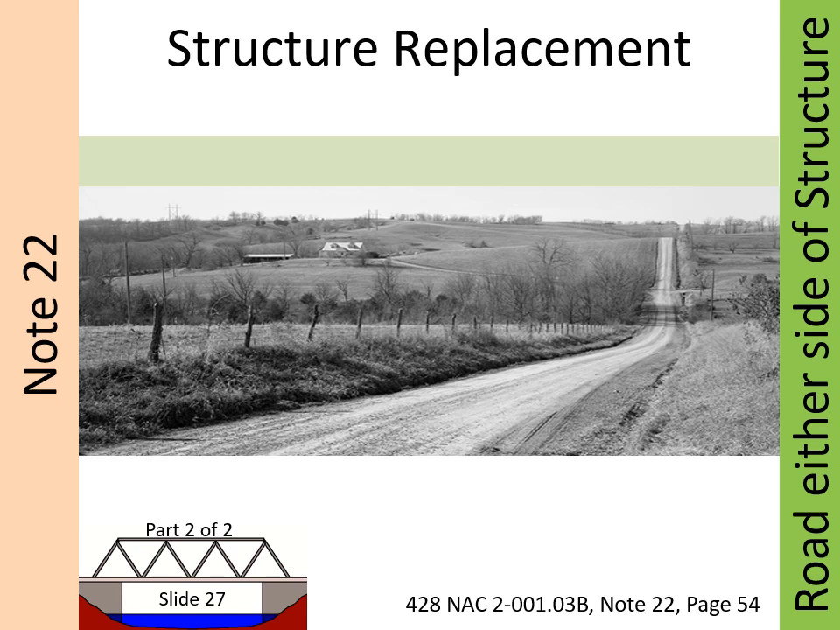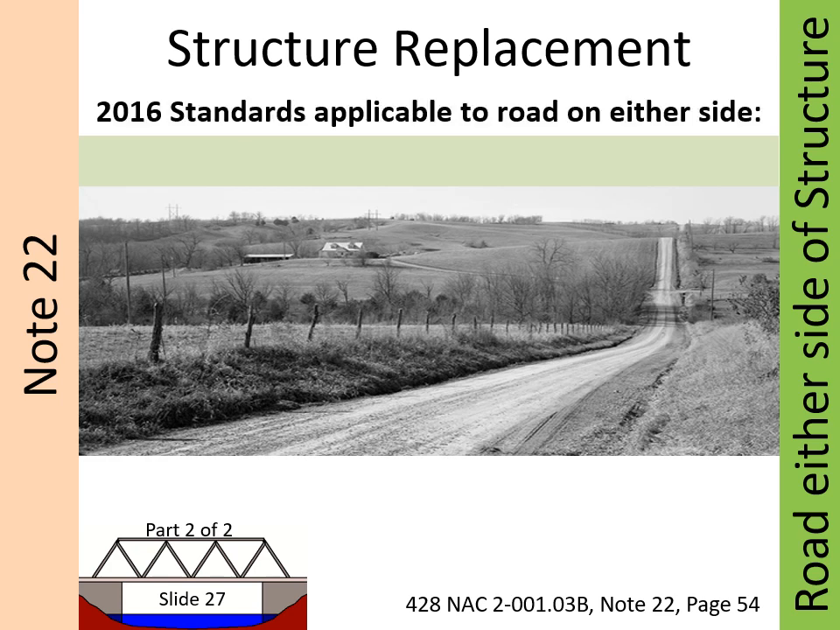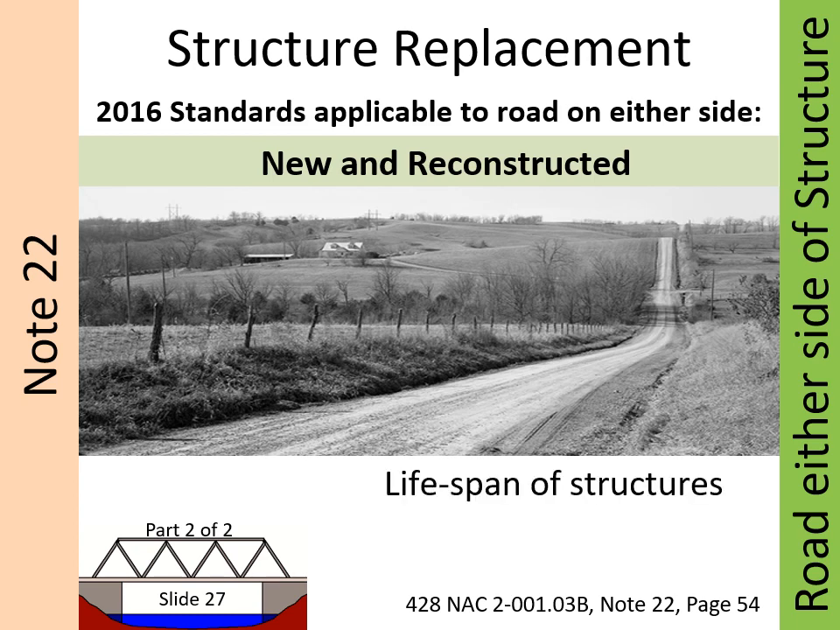Note 22 implies that the approach roadway on either side should meet new and reconstructed standards if the type of work for a bridge or structure is new and reconstructed on roads with an ADT of 400 vehicles per day and greater. Considering the 60 to 70 year lifespan of structures, it might make sense to correct deficiencies such as a substandard vertical curve or a horizontal curve that is too sharp. Remember, State Statute 39-2101 requires roadways eventually to be brought up to reconstructed standards.